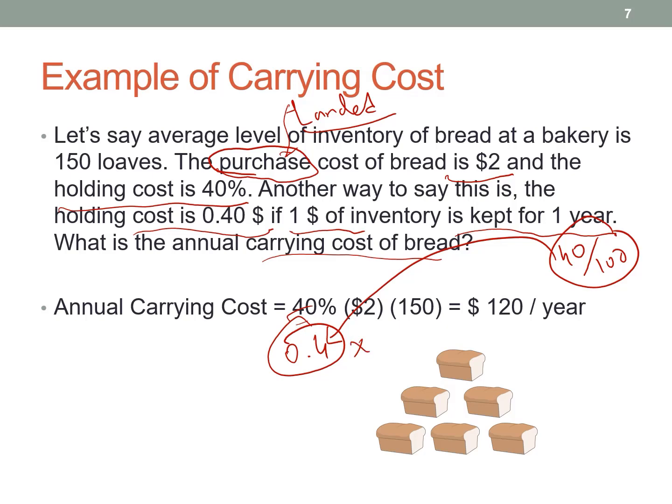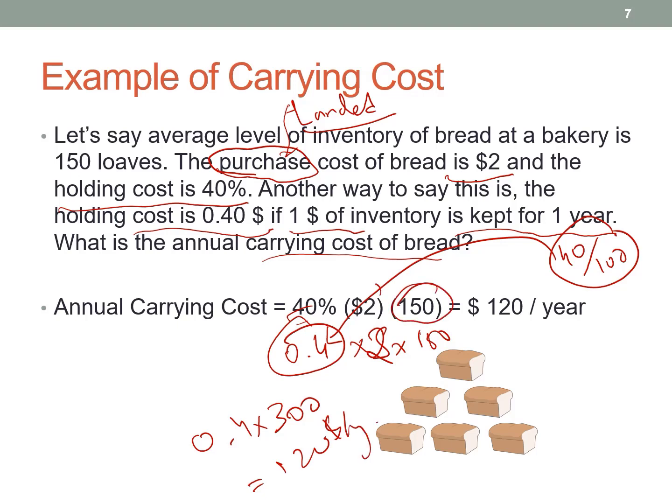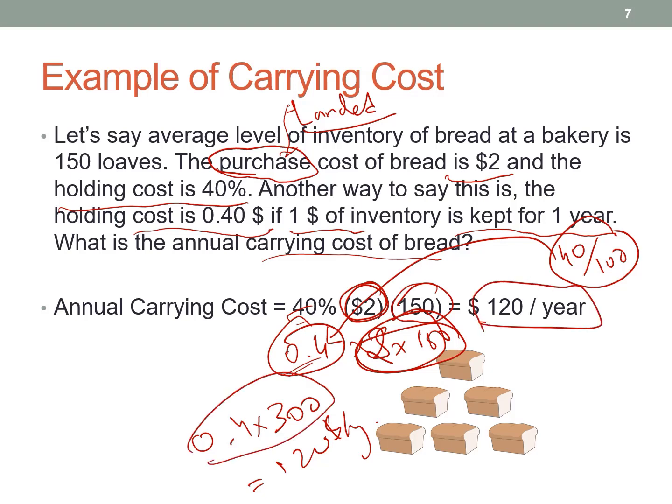So 0.4 multiplied by 2, 2 multiplied by 150 becomes 0.4 multiplied by 300, which becomes $120 per year. So 150 loaves of bread, which cost $2 each, is $300 in inventory, and then the carrying cost per dollar is 0.4. So 0.4 times 300 gives us $120 per year of annual carrying cost.